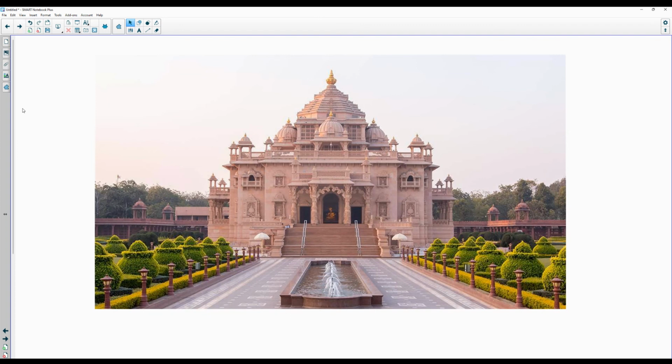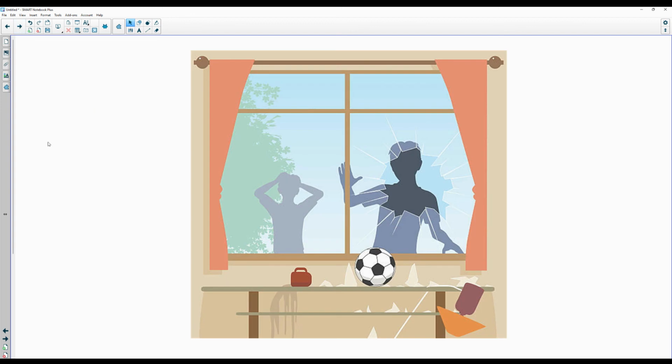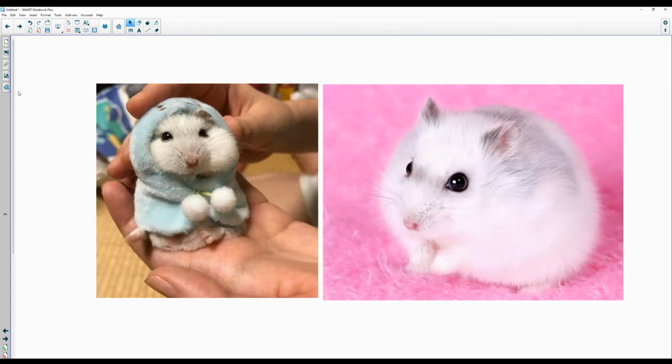And your eighth one is temple. Temple. Your ninth one is admit, like you're gonna admit to do it, break in the window. And your last one is hamster. Hamster.